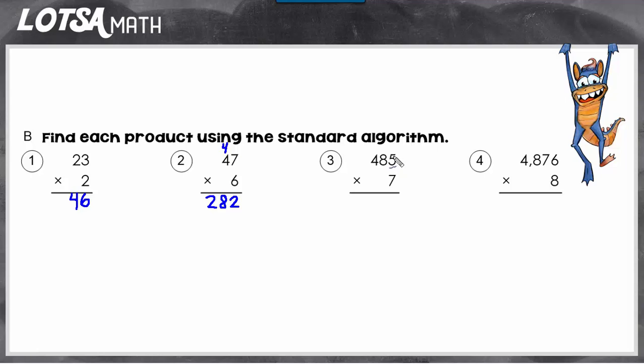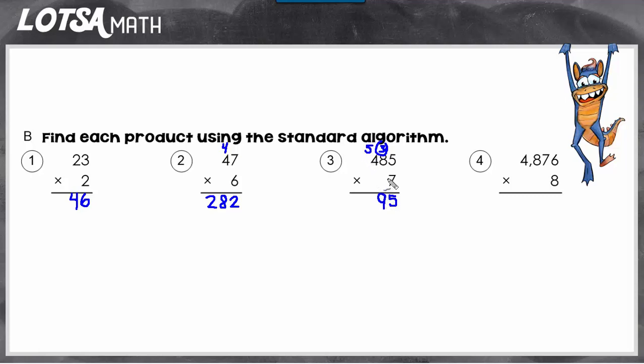The first step is to start in the ones place and multiply it by the multiplier, 5 times 7. 5 times 7 is 35, so you're going to write the 5 from 35, but you're going to have to carry the 3. So the second step is to look in the tens place. Find the digit in the tens place and multiply it by your multiplier. So 8 times 7 is 56. But then you have to add this 3. So 56 plus 3 is 59. Since it's a 2-digit number, you can only write the 9, and you'll have to carry the 5 from 59.